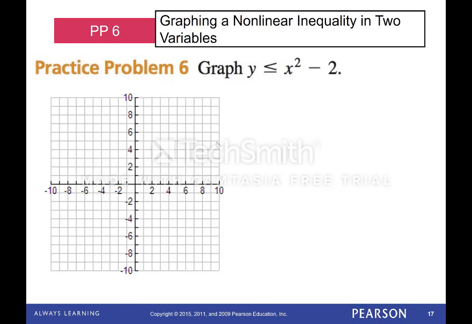All right, so now we get into nonlinear inequalities. How do we do nonlinear inequalities? Well, we're going to do them pretty much the same way. The graph and the shading will look a little different, but that's fine. All right, let's go for it here.